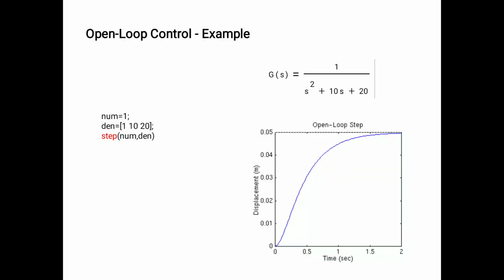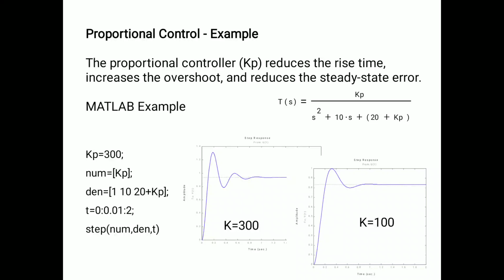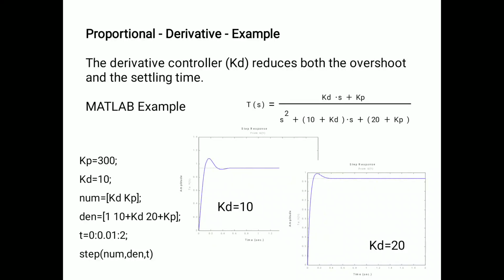These are the examples for the open loop control. The transfer function 1 over s squared plus 10s plus 20 is given. With the help of MATLAB we can see the proportional control. In this particular example, the value of Kp is 300, and in the output response we see that Kp is equal to 100. The rise time is reduced, and the steady state error is also reduced here. There is an increase in the overshoot. This is the proportional control.